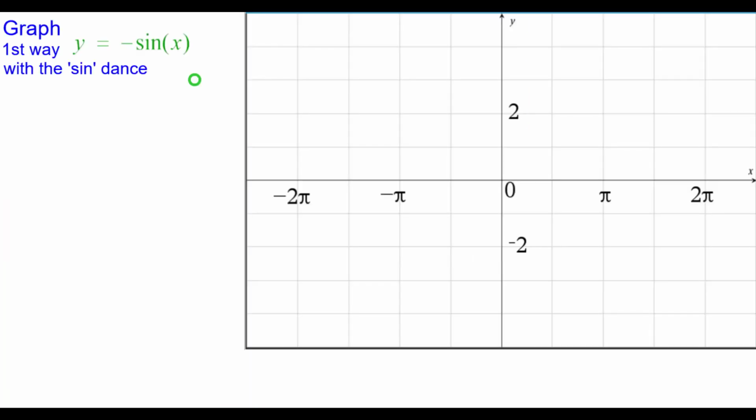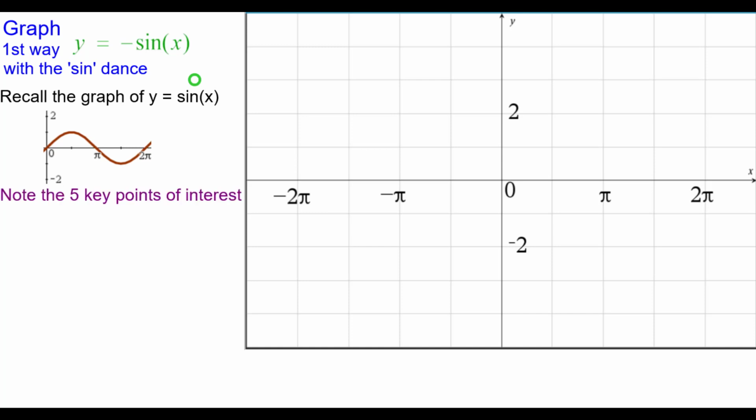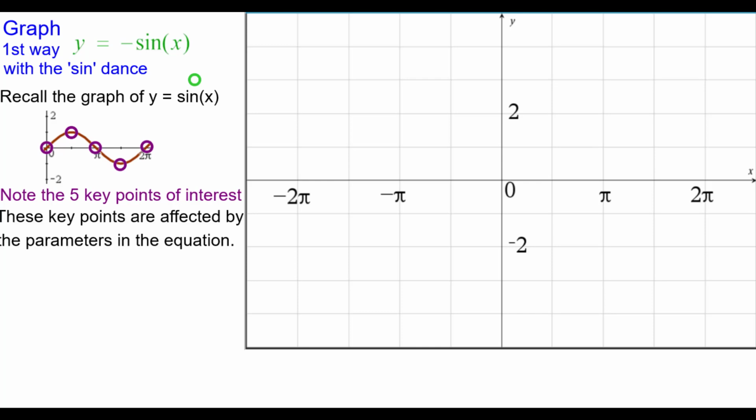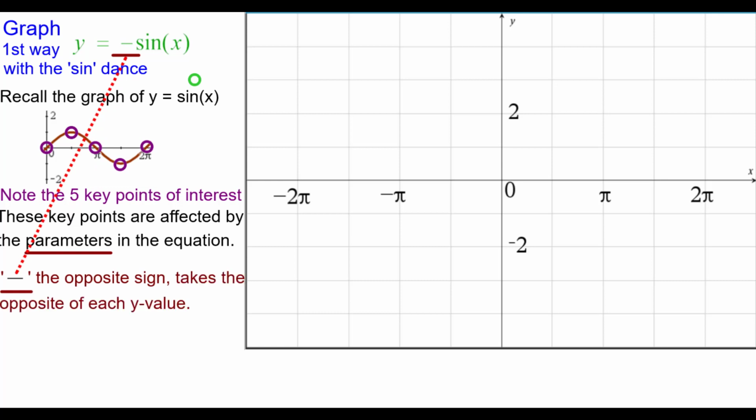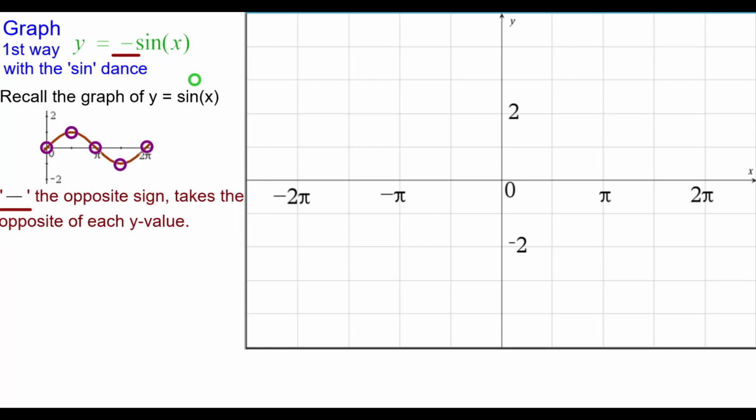The first way is with the sine dance. Recall the graph of y equals the sine of x, one period or one wave, and notice the 5 key points of interest. These key points are affected by the parameters in the equation, as all the points are, and the only parameter we have is the opposite outside the function. That opposite sign takes the opposite of each y value, leaves the x values alone.